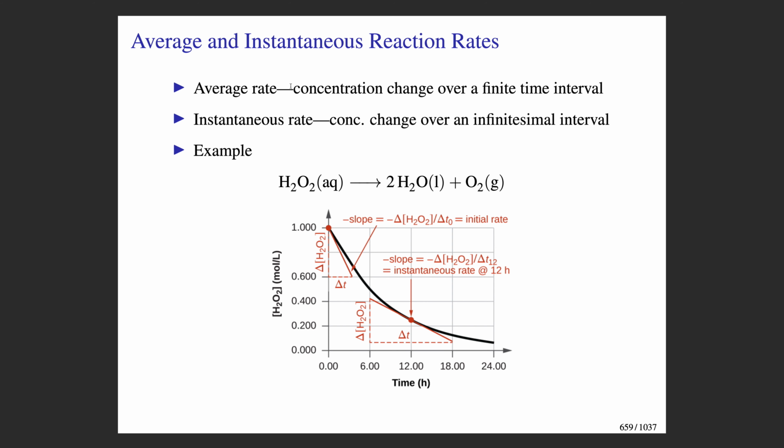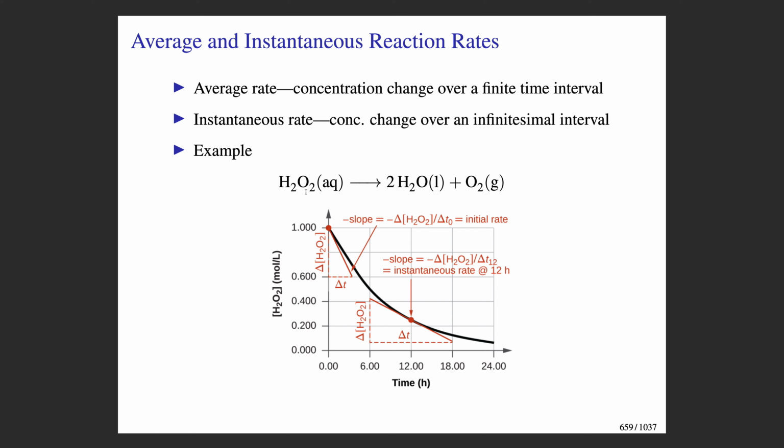So here we're making a distinction between two types of chemical reaction rates. One is called the average rate, and so this is the finite concentration change over a finite time interval, which is distinct from the so-called instantaneous rate, which is the concentration change over an infinitesimally small time interval. And so these two types of rates are illustrated on this figure.